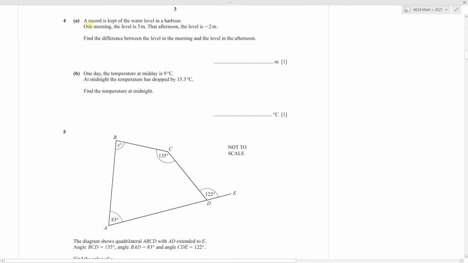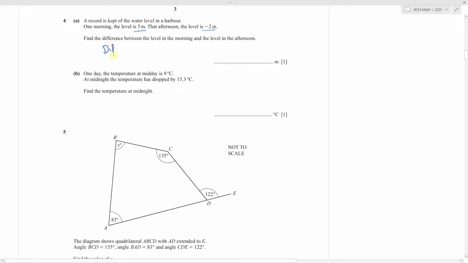Question number 4, part A. A record is kept of the water level in a harbor. One morning the level is 5 meters. That afternoon the level is minus 2 meters. Find the difference between the level in the morning and the level in the afternoon.